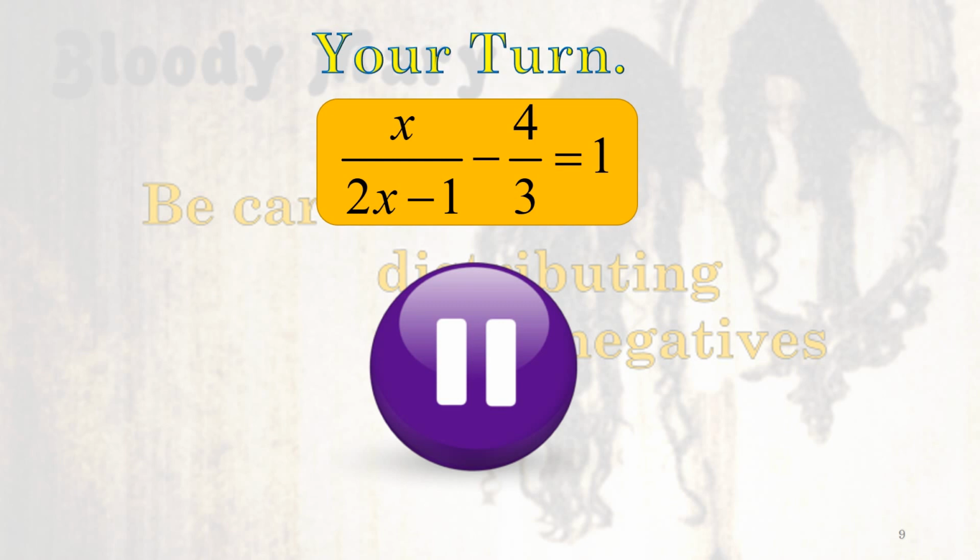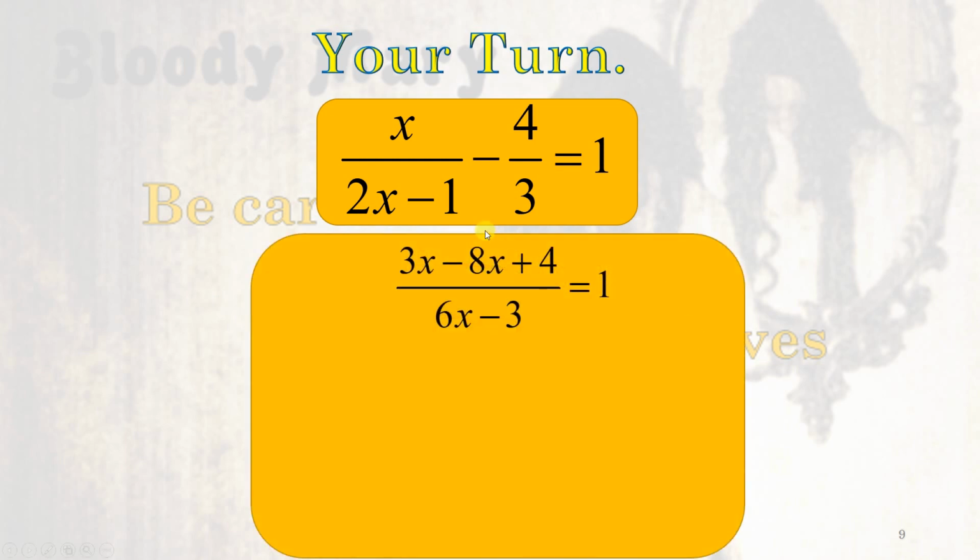All right, so what we're going to do right here is we're going to go ahead and get a common denominator. So we're going to multiply this side by 3 over 3, and this side by 2x minus 1. Now, it's minus 4 times 2x, which is negative 8x, and it's minus 4 times minus 1, which is 4. So combining these two, you get negative 5.